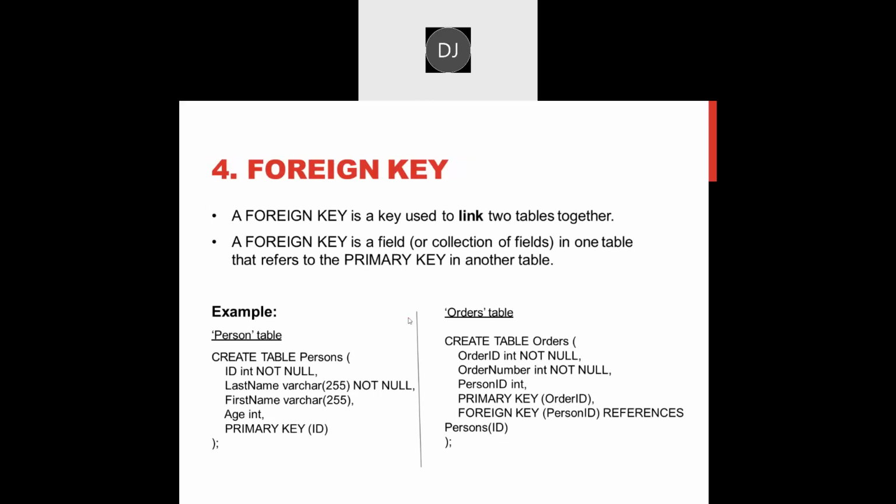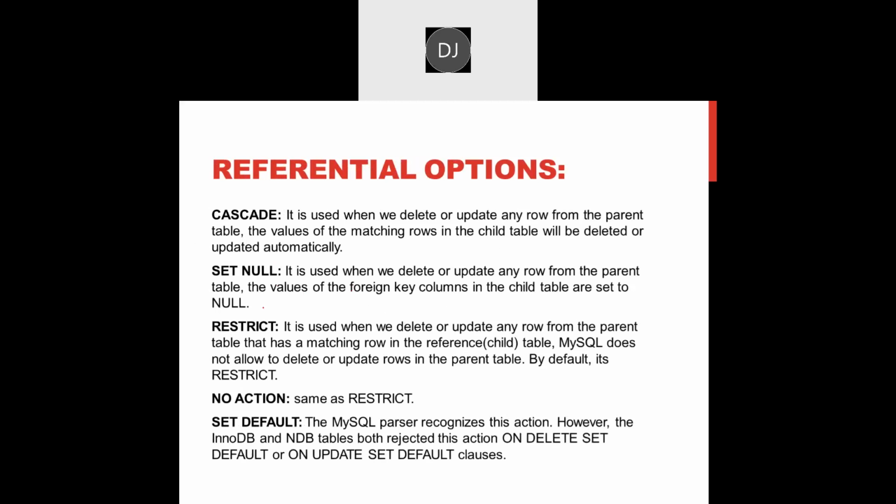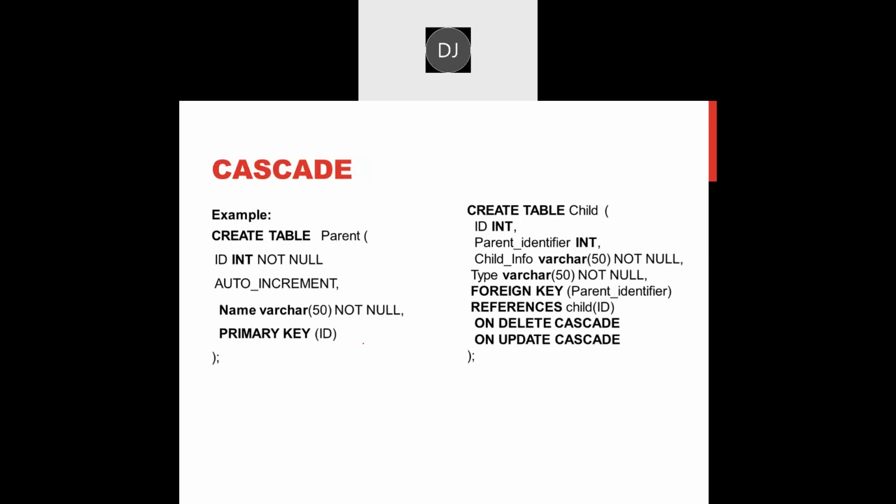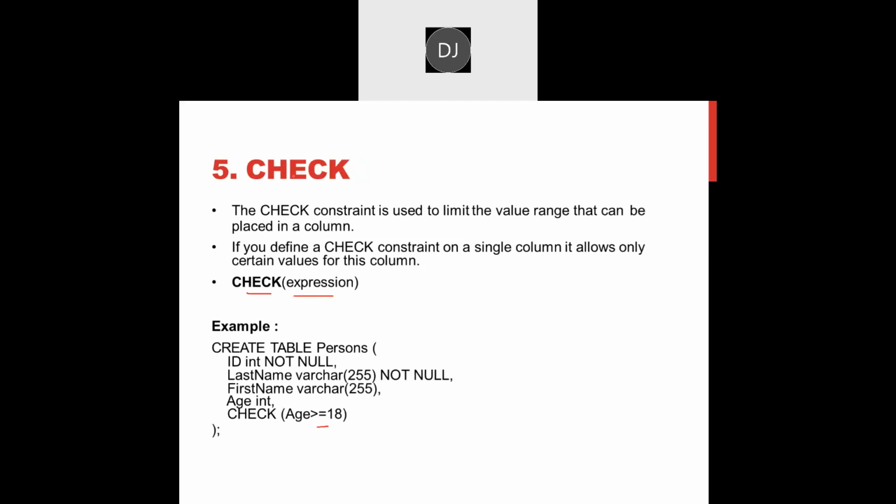Referential options we will see a little later: cascade, set null, restrict and all. Before that, I wanted to go over the check constraint. We have seen the check constraint, this is what I explained.